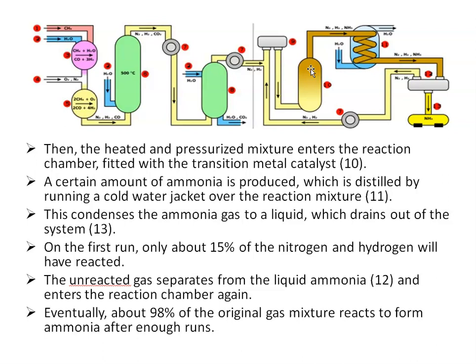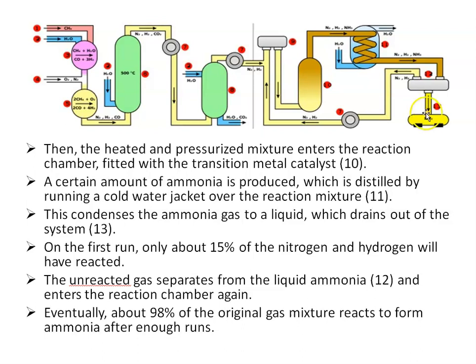So a certain amount of ammonia is produced here only, right? Which is then cooled by running a cold water jacket over the reaction mixture. Look at this 11th point. This condenses the ammonia gas to a liquid, right? Which drains out of the system. 13th point here. Liquid ammonia will then drain out of the system.